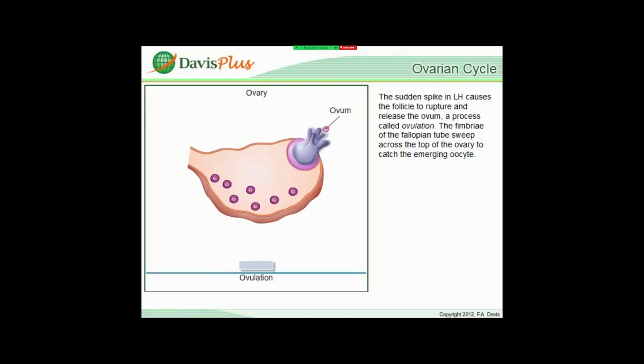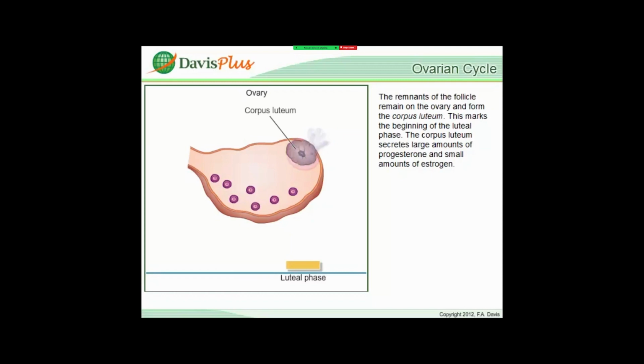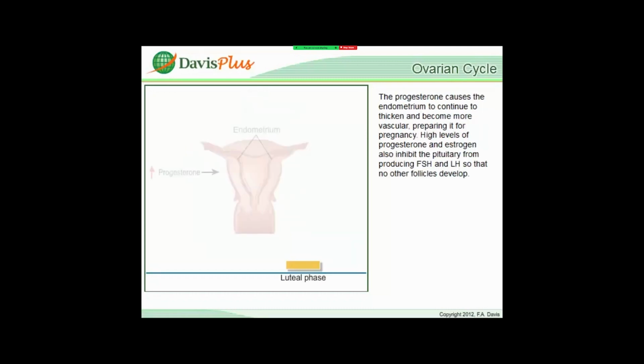The fimbriae of the fallopian tube sweep across the top of the ovary to catch the emerging oocyte. The remnants of the follicle remain on the ovary and form the corpus luteum. This marks the beginning of the luteal phase. The corpus luteum secretes large amounts of progesterone and small amounts of estrogen. The progesterone causes the endometrium to continue to thicken and become more vascular, preparing it for pregnancy.